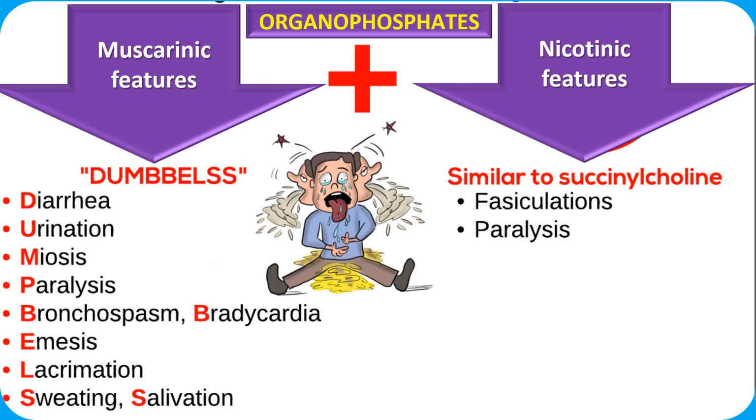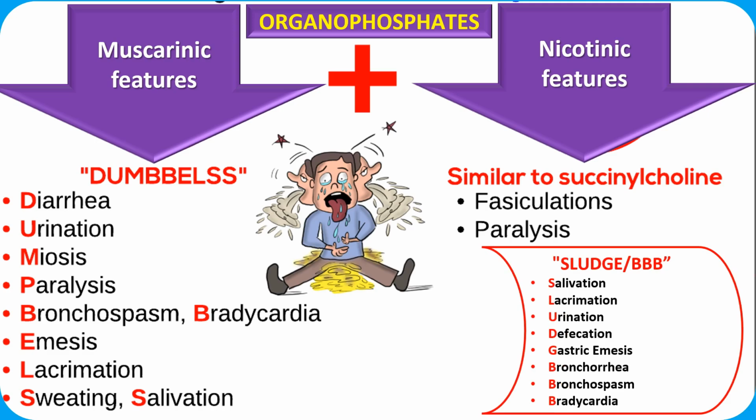A useful method to enhance our memory is through the application of mnemonics. Let's focus on the muscarinic signs of the acute cholinergic crisis, which can be effectively remembered by employing one of two well-established mnemonics. The first mnemonic is DUMBELS, encapsulating defecation, urination, miosis, bronchorrhea, bronchospasm, bradycardia, emesis, lacrimation, and salivation. The second mnemonic is SLUDGE BBB, which stands for salivation, lacrimation, urination, defecation, gastric emesis, bronchorrhea, bronchospasm, and bradycardia.